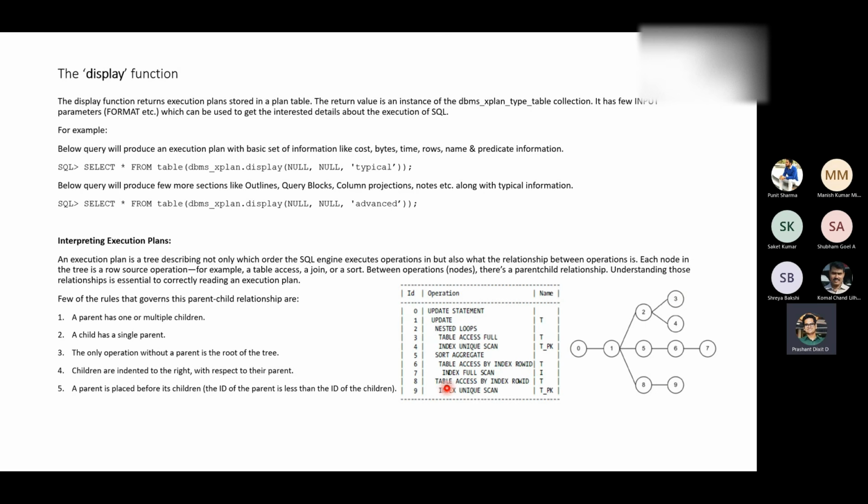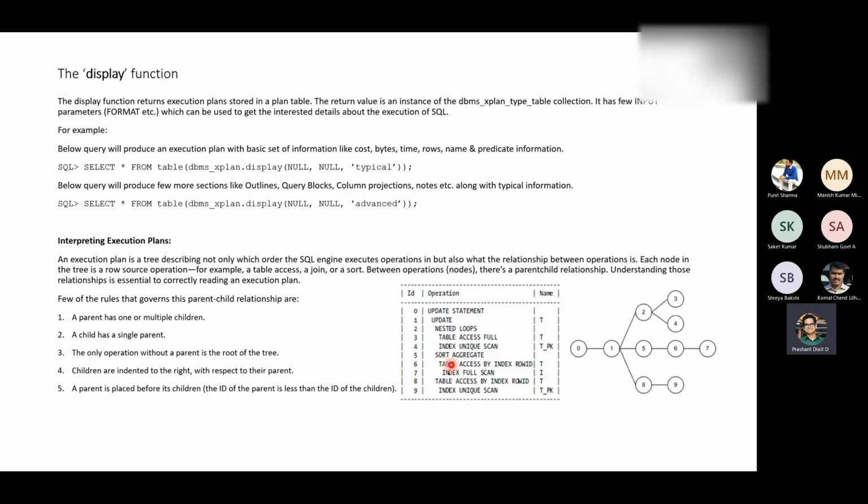So that means first the index unique scan will happen on this primary key index, T underscore PK, right? And once it gets the desired number of rows or the row set, it will pass that on to operation 8, because that is the parent of operation 9, right? So ultimately it will pass the result set to table access by index row ID on this table T. So ultimately the operations at 8 and 9 are now finished. They will finally push the result back to 1, that is this update statement.